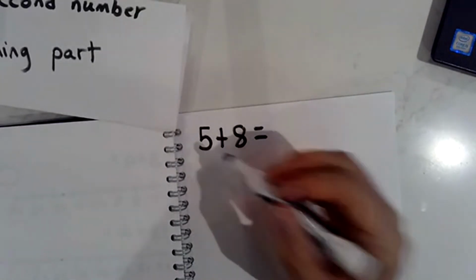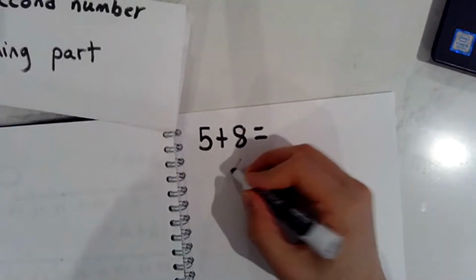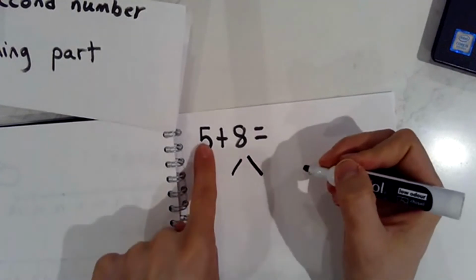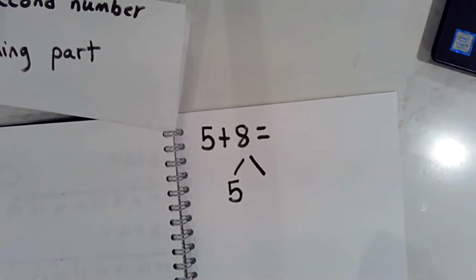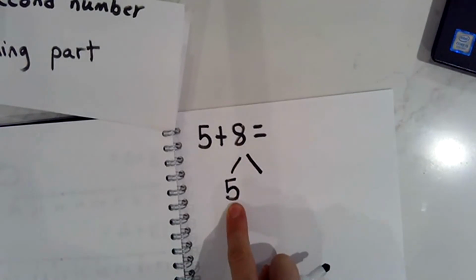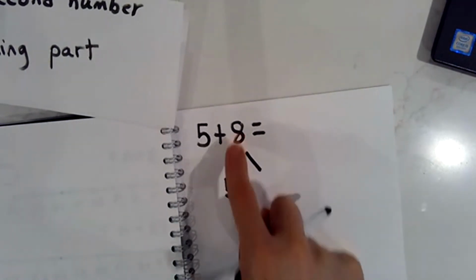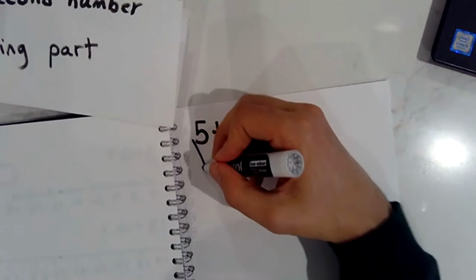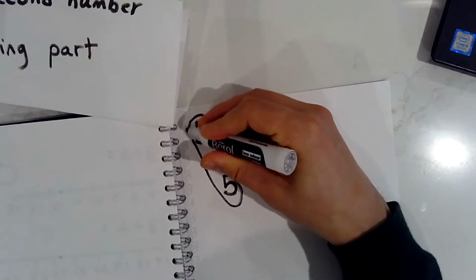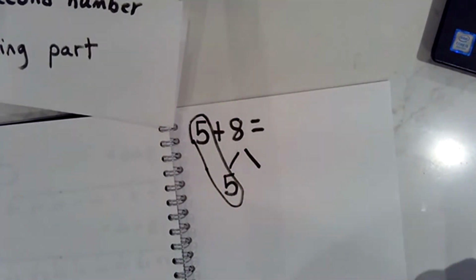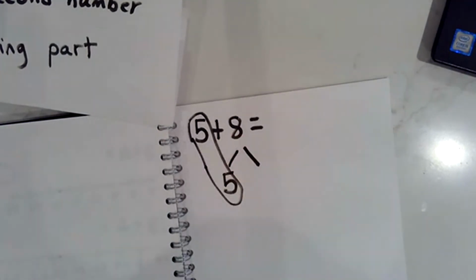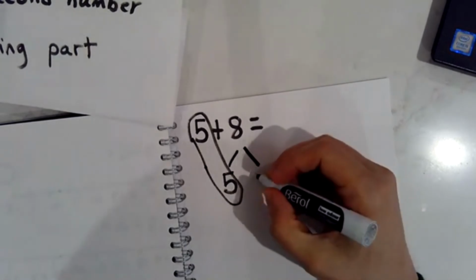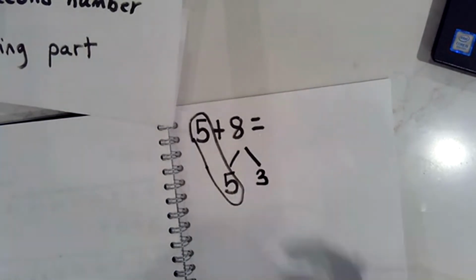So what do I need to add to 5 to make 10? Well, I know I need to add 5. So I'm going to partition 5 out of the 8, because when I add these together, I know it will make 10. But if I partition 5 out of 8, how many do I still have? Well, I know it is 3.